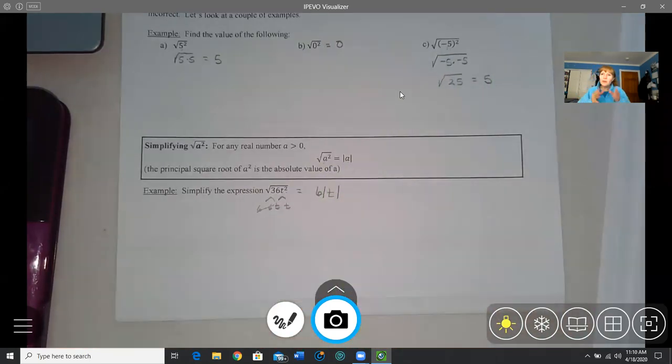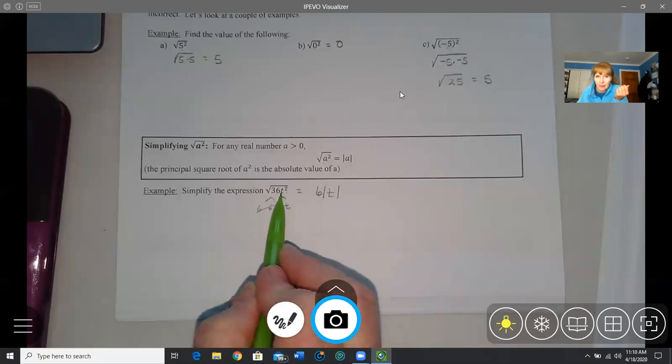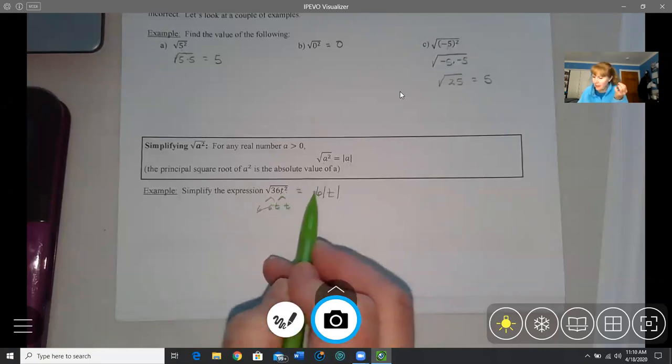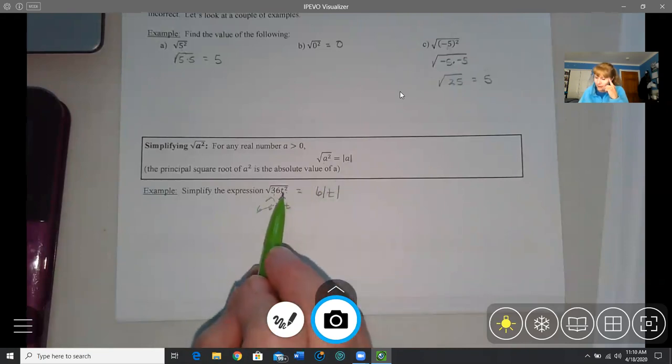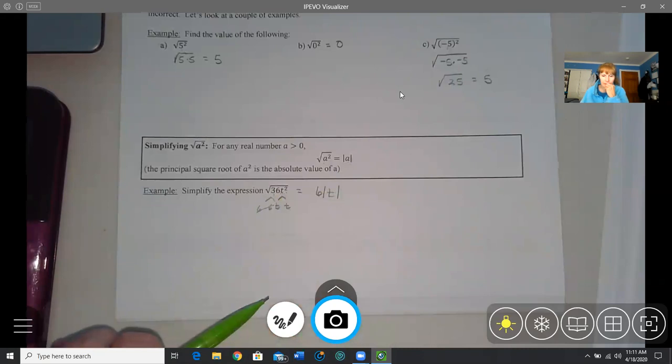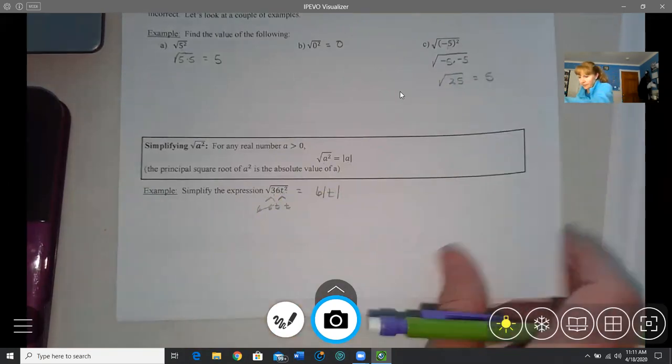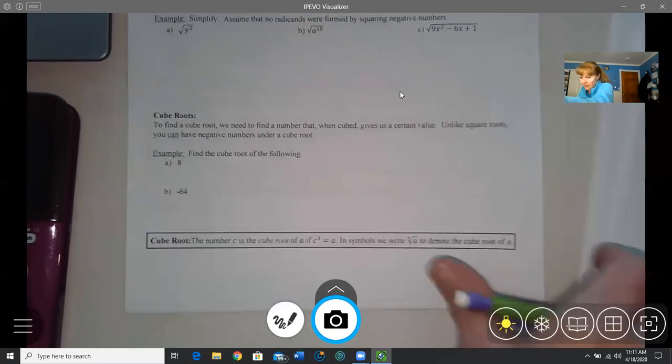So for the absolute value, you need absolute values around the t, meaning that no matter what I put in, whether I put in a positive or a negative, the answer has to be positive when it comes out, because it's the principal square root. So whatever you substitute in, you need to take the absolute value of it. You could substitute in a 3 and then square it times 36, and you'll get 18. But you could also put in a negative 3, and you still need to get a positive 18 as an answer. All righty. Okay.